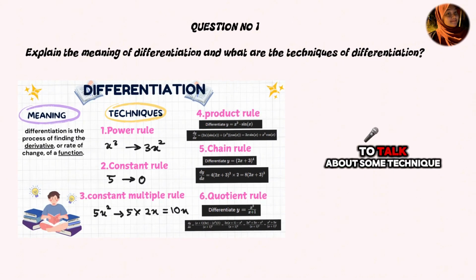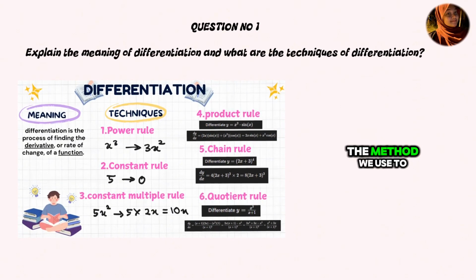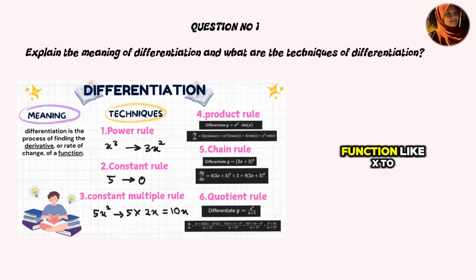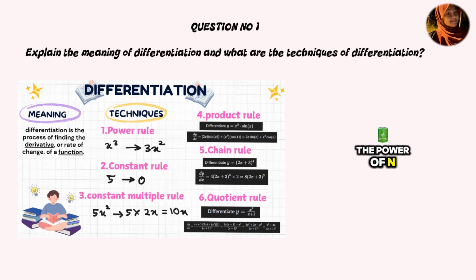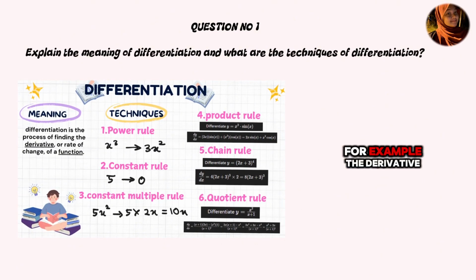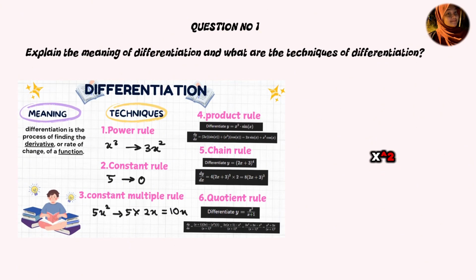Now, I would like to talk about some techniques of differentiation, or in other words, the methods we use to find the derivative. The first and most basic technique is the power rule. If we have a function like x to the power of n, we just bring the power down and reduce it by 1. For example, the derivative of x cubed is 3x squared.